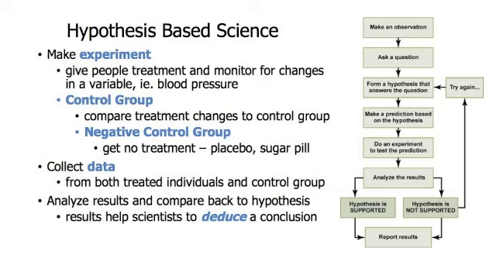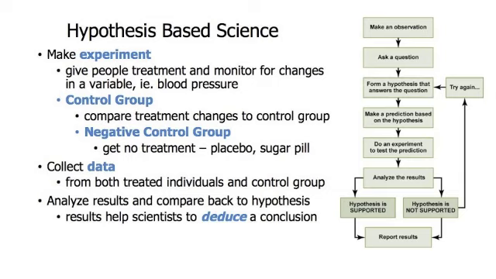The experimental group is the group of patients who will get the blood pressure treatment, and the negative control group is the group of patients who get no treatment. They get a placebo or a sugar pill, but they don't know they're getting that. That's key. If they knew they were getting it, there may be some sort of psychological effect, and we don't want that. We want our deduction to be true and clear, so we use the negative control group as a basis for comparison against our experimental group.